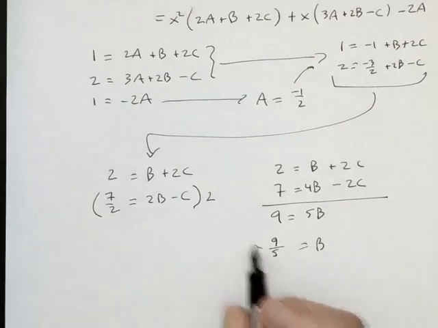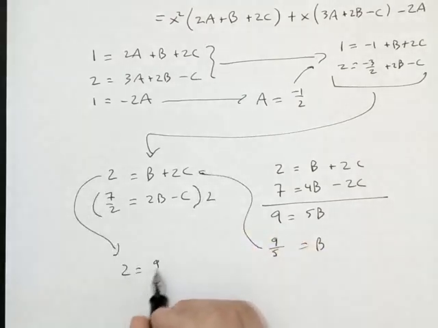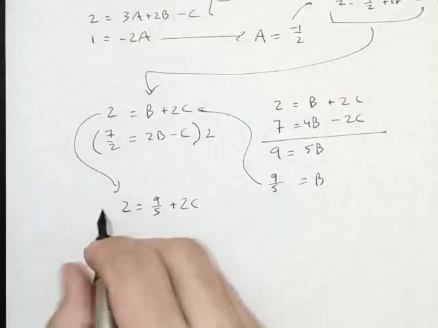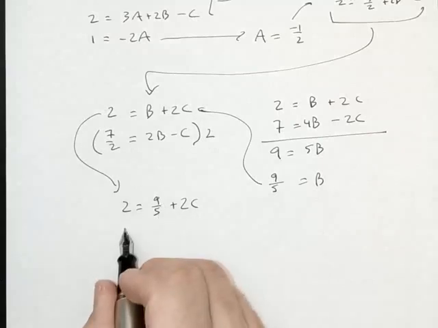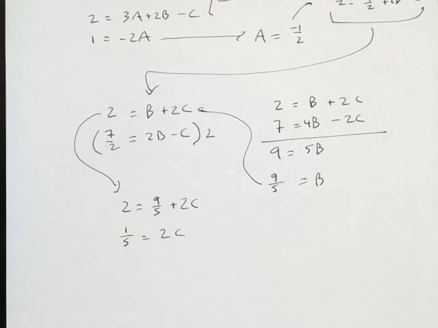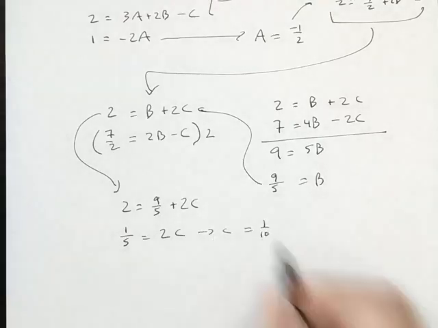Take that value, put it back in to one of those two equations over there on the left. Let's use the one we haven't messed with. 2 equals 9/5 plus 2c. 2 would be 10/5. So if I subtract the 9/5, I get 1/5 equals 2c. So c must be 1/10.